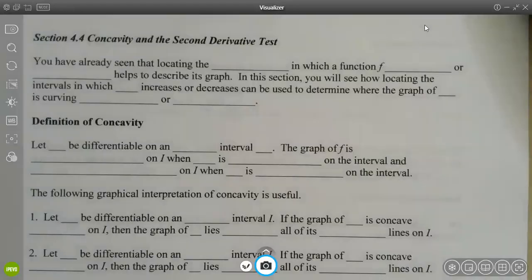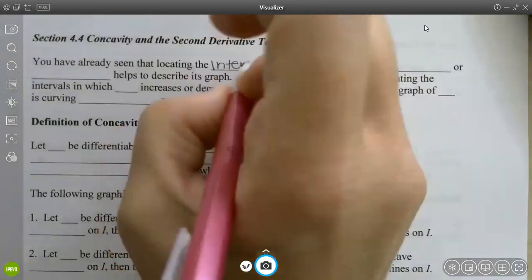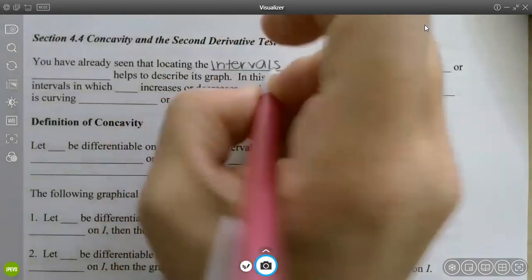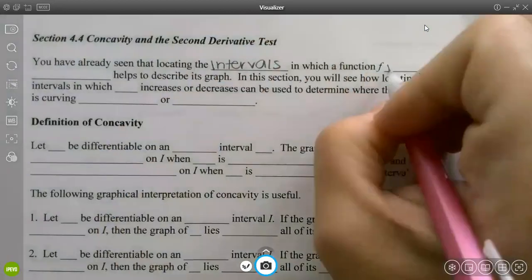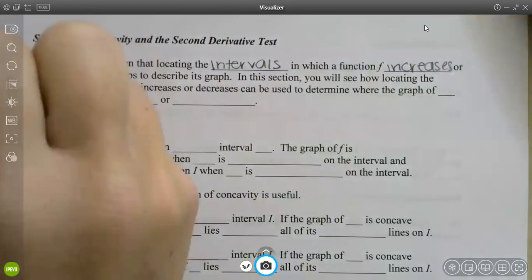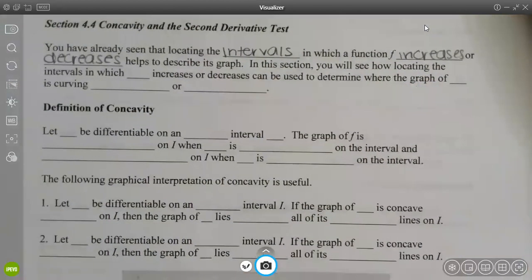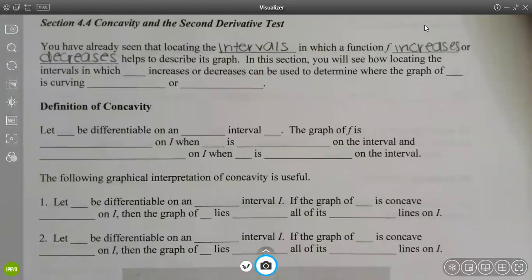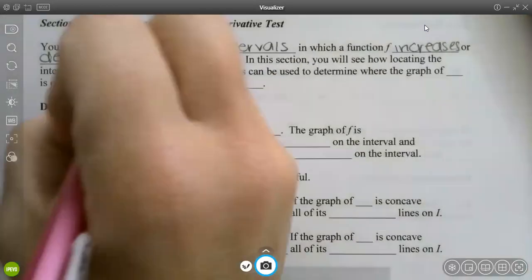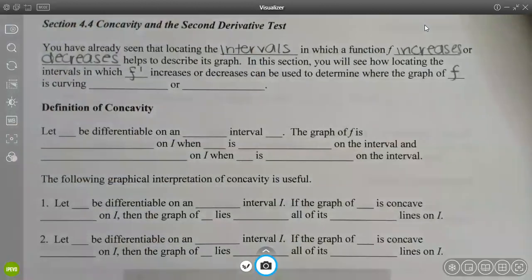So 4-4 is concavity and the second derivative test. You've already seen that locating the intervals in which a function f increases or decreases helps to describe its graph. In this section, you will see how locating the intervals in which f prime increases or decreases can be used to determine where the graph of f is curving upward or downward.